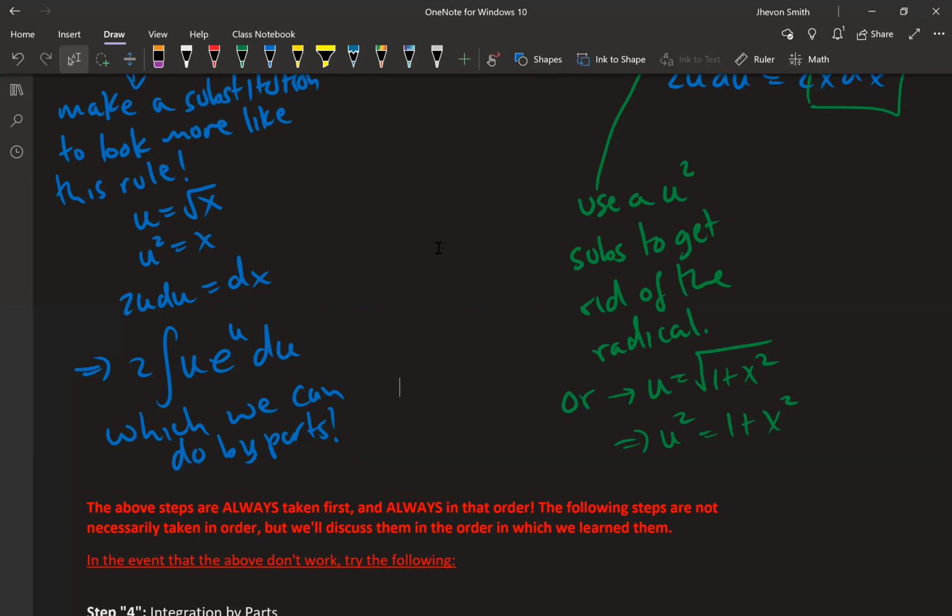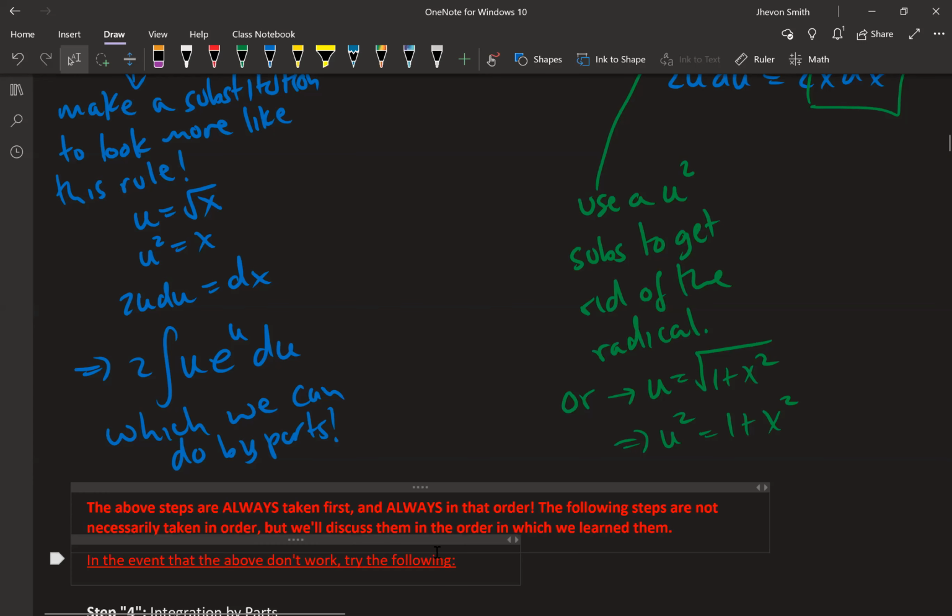So you're always going to do these 3 steps in this order every single time. Every time you see an integral, you go through these 3 steps in your head in this order. Okay, now I'm going to talk about all the other techniques that we did, and I'm going to tell you when you might choose one.